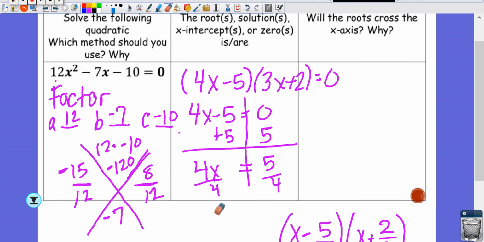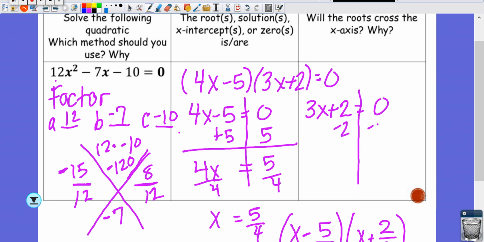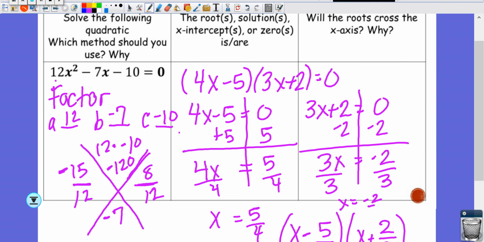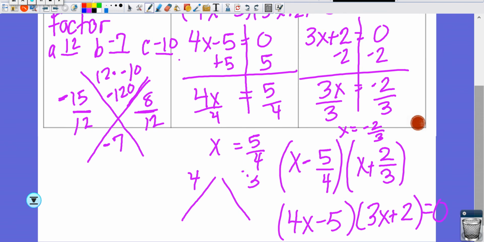And I get x equals 5 over 4. That's for that part. And then I get 3x plus 2. I have to set it equal to 0. Minus 2, minus 2. 3x equals negative 2. Divide by 3. Divide by 3. X equals negative 2 over 3. Okay? And then we got our zeros.